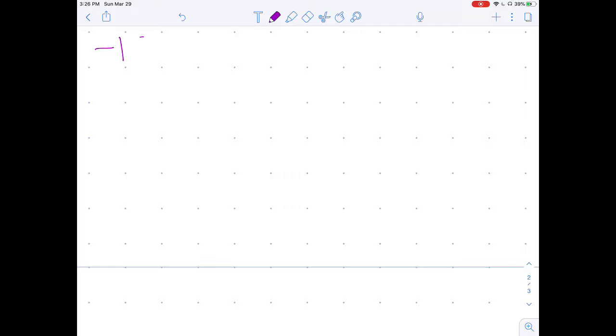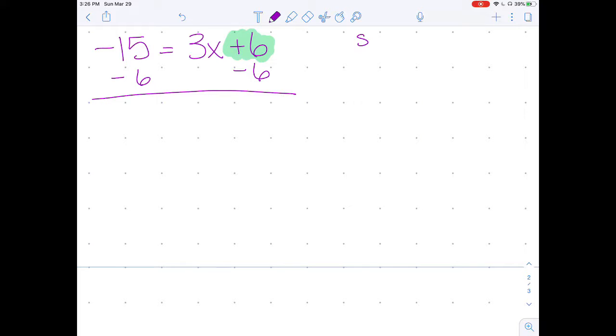If I've got negative 15 equals 3x plus 6. We start at S, subtract or add. Well, I've got plus 6 here, so that's adding. We've got to do the opposite, subtract. So I'm going to subtract 6 on the other side also. This one goes away. I'm left with 3x. Negative 15 minus 6, we're going to add them together. 21, and we keep the negative, equals 3x.